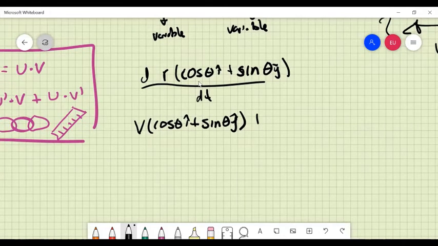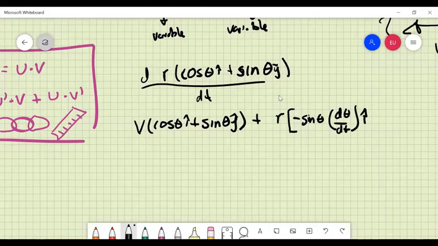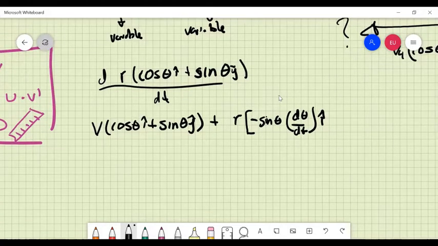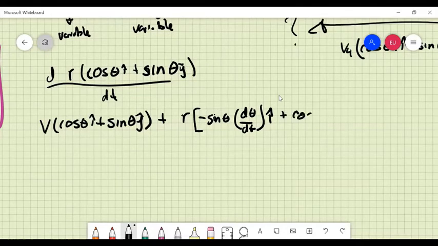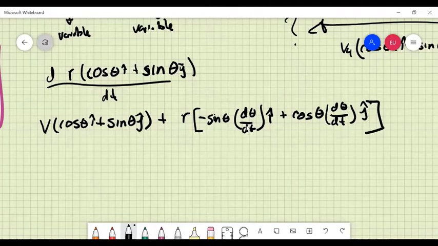Now I'm going to leave the first one as it is and derive the second one. Now what happens when I derive the second one? I'll end up having minus sine of theta times that. You remember? I hope you do. Plus cosine of theta, then deriving the angle with respect to time. What is this bit going to be replaced with? Your angular velocity. An omega, angular velocity.